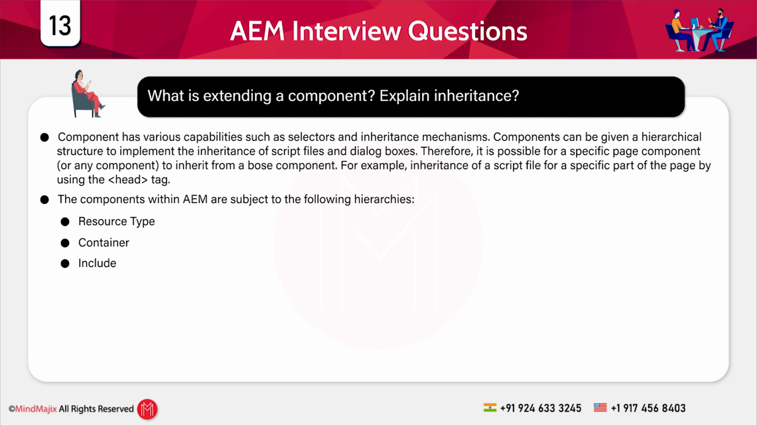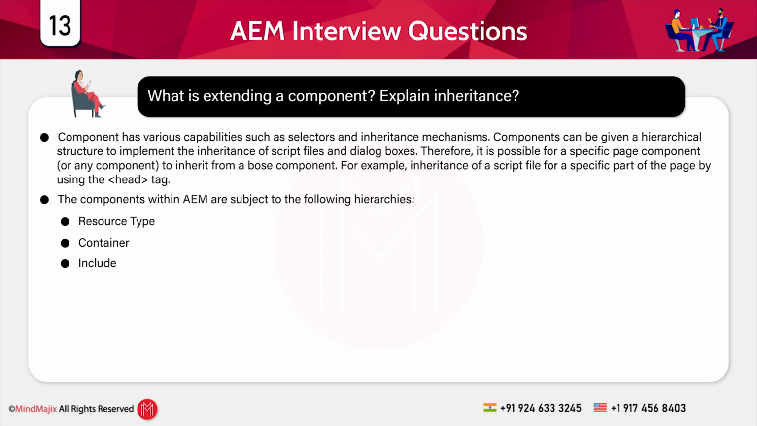The components within AEM are subject to the following hierarchies. We have the resource type hierarchy, we have the container hierarchy, we have the include hierarchy. Container hierarchy is about the responsive grid structure. The resource type hierarchy is about Sling, using sling:resourceSuperType, and for include we will use the include tag and then include a particular script in one script. So that is also one type of inheritance.